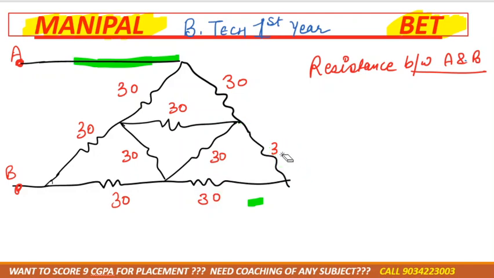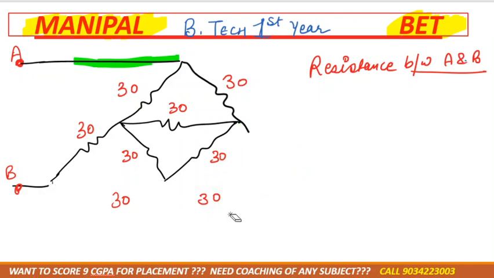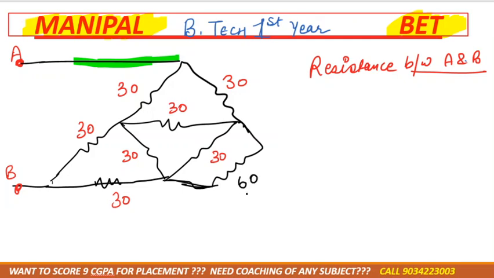If we can apply simple series parallel, it's better to use that first. If we can't apply series parallel, only then we'll switch to star delta. It's not that in star delta we can't use series parallel, we can use it. So it would be 60, right? Now again you can easily see that 60 and 30 are in parallel.